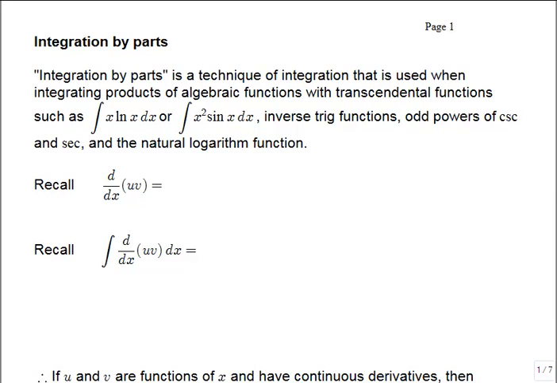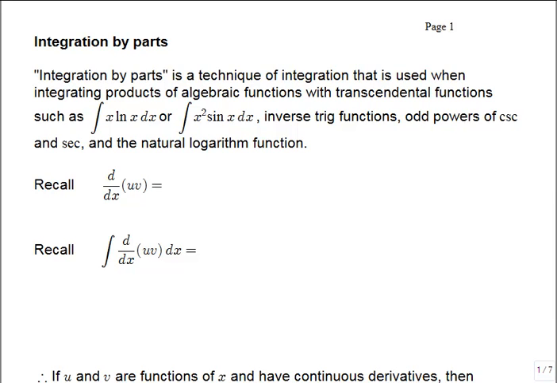So think of integration by parts as kind of like a product rule for integrals that you're typically going to use when you see a product of algebraic functions, which basically means powers of x, times ln's, trig functions, inverse trig functions, things like that. Okay, so let's recall what the product rule for derivatives says.